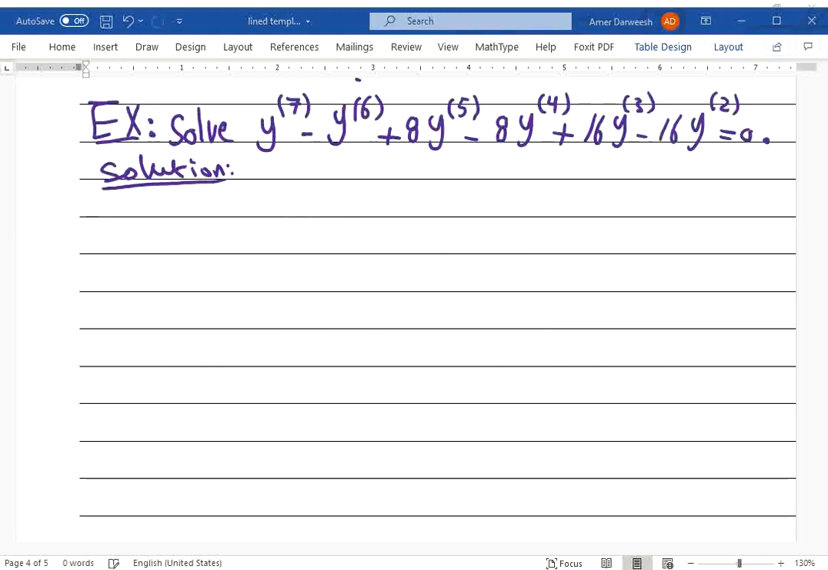Now example number 2. Solve the equation y to the 7th derivative minus y 6th derivative plus 8y 5th derivative minus 8y 4th derivative plus 16y 3rd derivative minus 16y 2nd derivative. So here we have an equation of order 7.